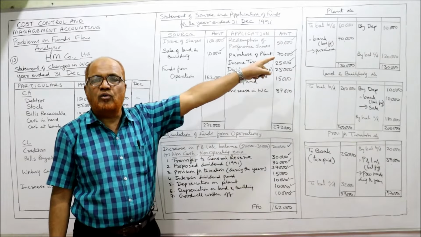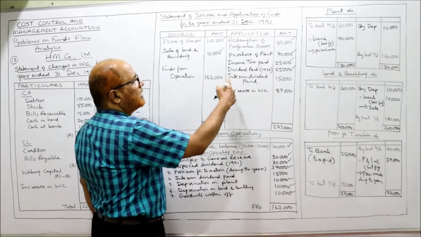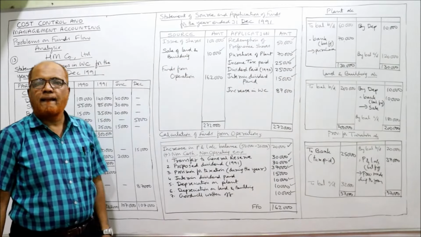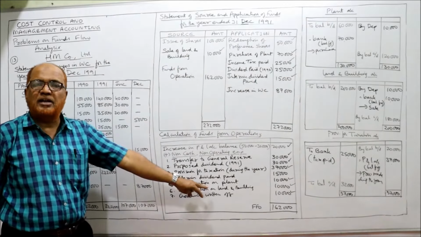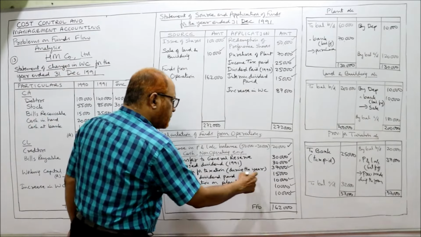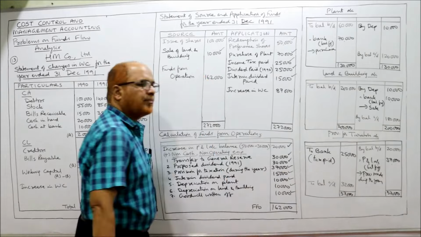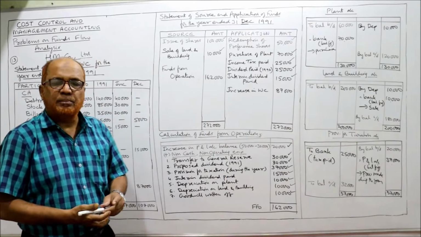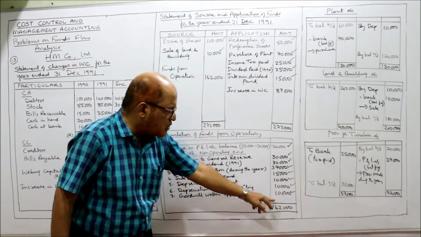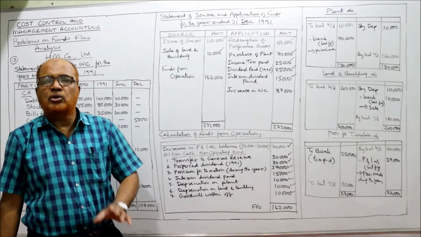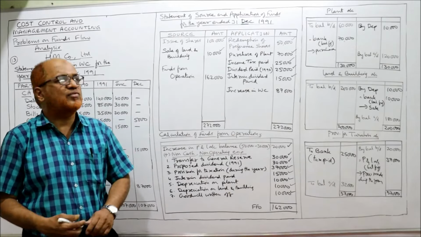Interim dividend is an outflow. So on the application side you can see interim dividend paid 15,000. And again interim dividend should be taken as a non-operating item. So here interim dividend paid 15,000. That's all. We have taken all the items. Now simply if you add up all the values, you will get funds from operation 1,62,000.